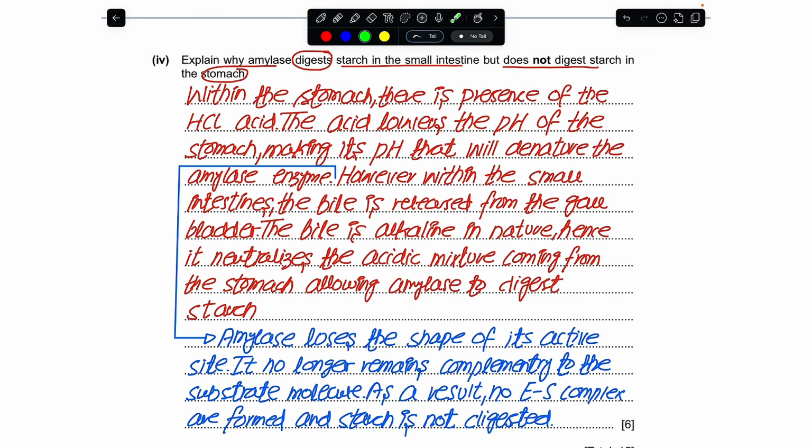The other way around is that half you write from here to here, and then the next point would be that in the small intestine the bile is released. And where is this coming from? From the gallbladder. And this bile, since it is in the small intestine, would provide the alkaline pH and neutralize the acidic mixture that is coming from the stomach. So ultimately it allows the amylase to digest the starch.